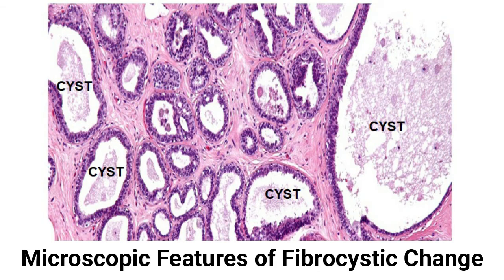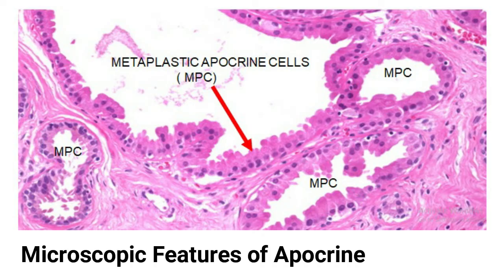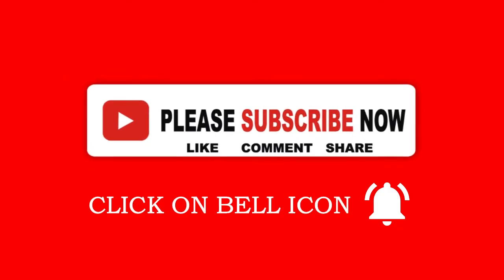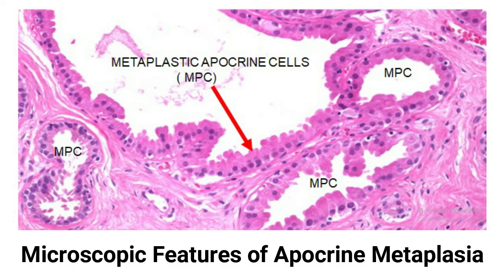This is the microscopic appearance of fibrocystic change, in which the formation of variable cysts are shown and labeled. This is the photograph showing apocrine metaplasia, which is marked with red arrow. In smaller cysts, the lining epithelium showing metaplasia is marked with MPC. Metaplastic apocrine cells have eosinophilic, abundant granular cytoplasm with small, rounded, hyperchromatic nuclei.